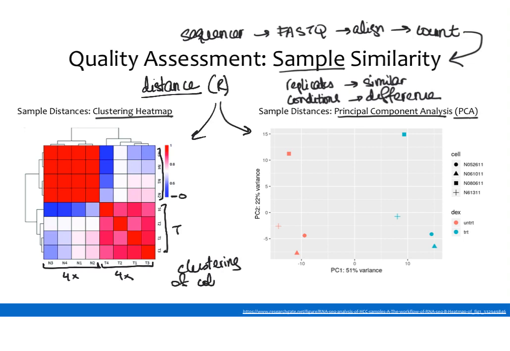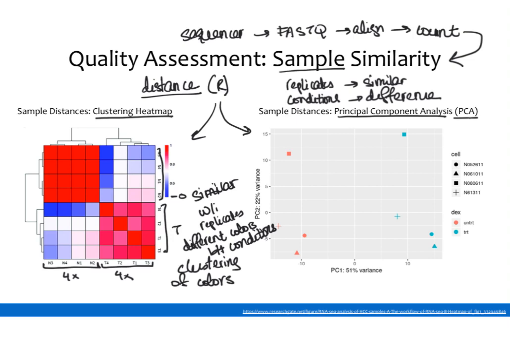And you want to see similar colors within replicates, and different colors between conditions. And that is what tells you that your conditions are different, but your replicates are similar to each other.